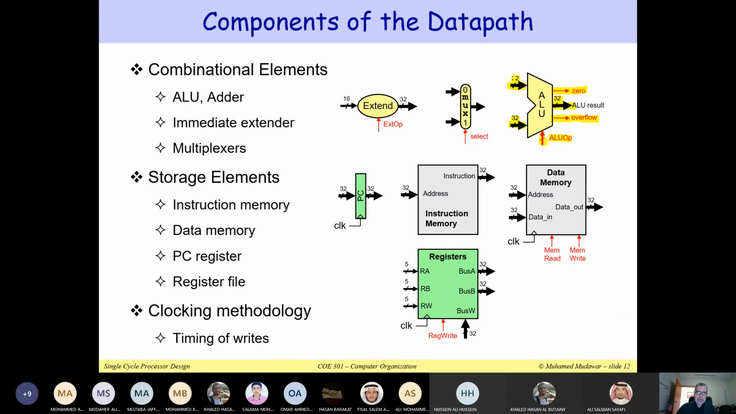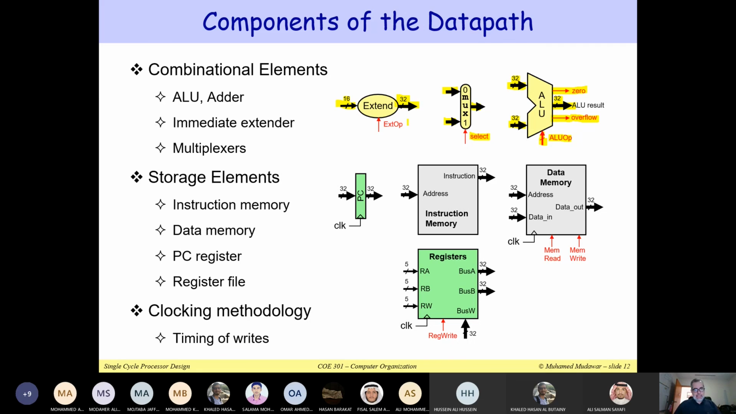A multiplexer is shown here. This is my multiplexer. It has two inputs, it has an output. There is also a select input. The select input can select whether the output should be input 0 or input 1. The multiplexer is a very, very useful component. You have studied multiplexers in the 202 course. We're going to use multiplexers a lot when we build this data path of a CPU. And extenders are also combinational elements. An extender is going to extend a 16-bit constant. You can see here 16-bit, and the output will be 32 bits.